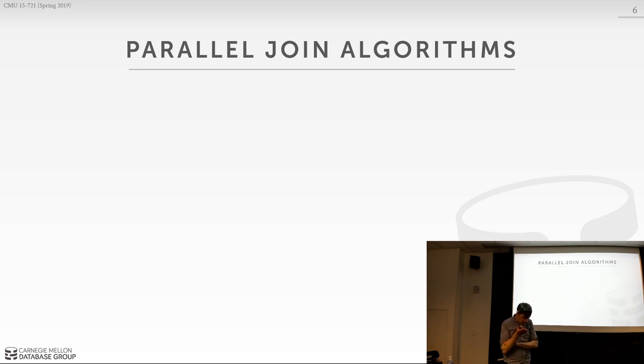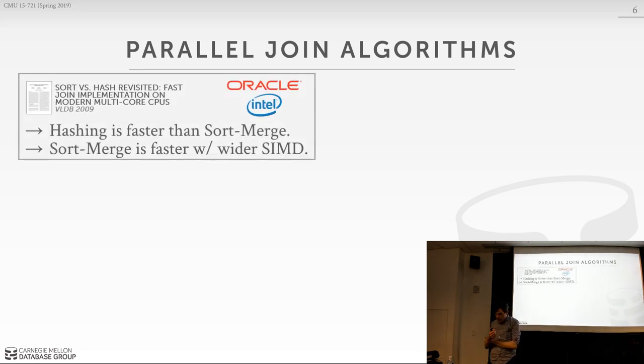So I want to give a bit more detail on the last decade's worth of work on parallel join algorithms for in-memory databases. As I said, there was this back and forth where hash join versus sort merge join was better. A paper came out in 2009 by Intel and Oracle together, where they said that hashing is clearly better than sort merge join, so that's what you want to do in your database system.